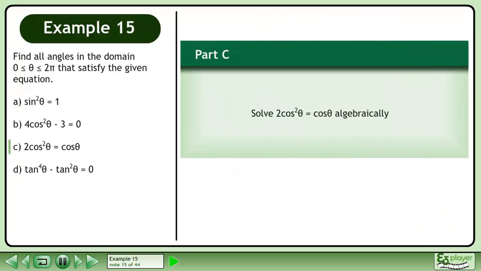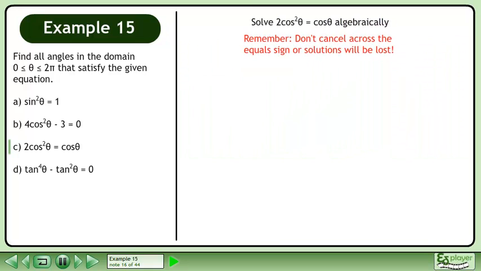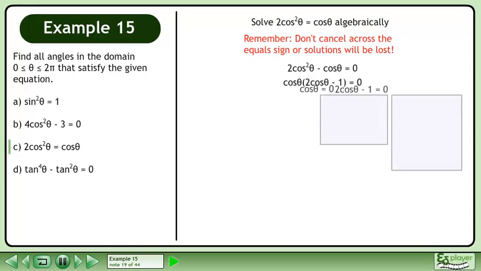In part C, solve 2 cos squared theta equals cos theta algebraically. Remember, don't cancel across the equal sign or solutions will be lost. Bring all terms to the left side to get 2 cos squared theta minus cos theta equals 0. Factor out cos theta to get cos theta times 2 cos theta minus 1 equals 0. Set each factor equal to 0.